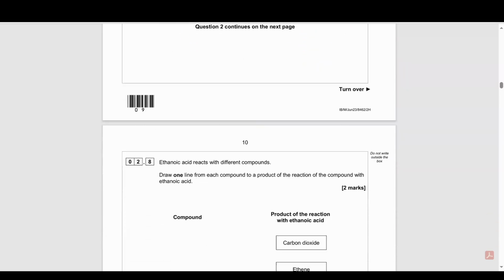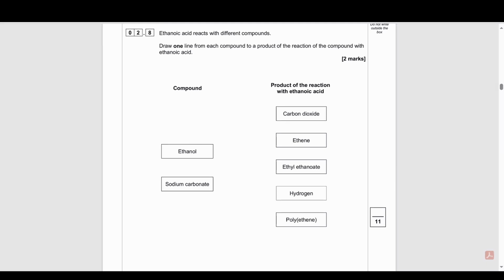(2.8) Ethanoic acid reacts with different compounds. Draw one line from each compound to a product of the reaction of the compound with ethanoic acid. So, essentially what the question is telling us is we've got ethanol, we're going to react that with ethanoic acid, and we're looking for a product. Sodium carbonate, we're going to react that with ethanoic acid. We're looking for a product. Well, what's ethanol an example of? Ethanol is an example of an alcohol. What's ethanoic acid an example of? It's a carboxylic acid.